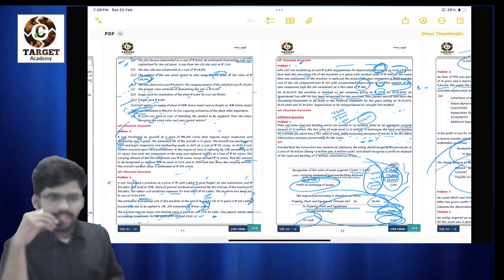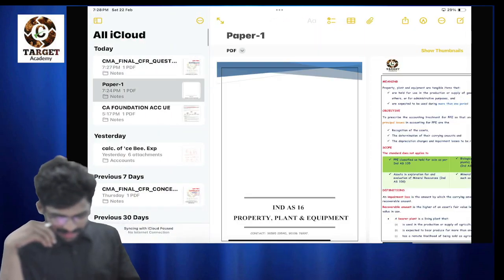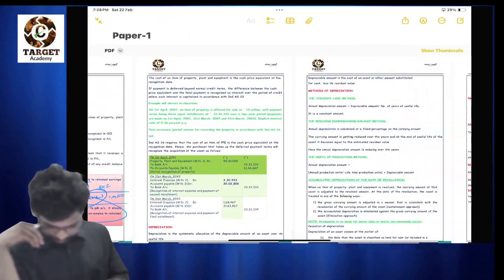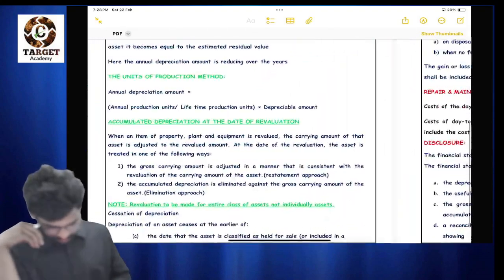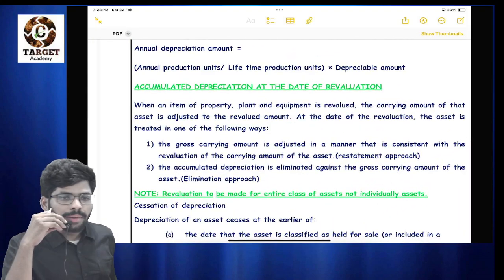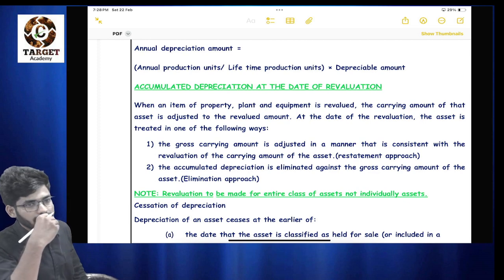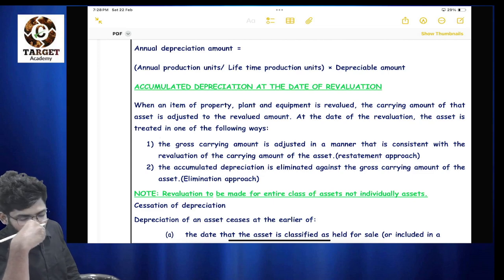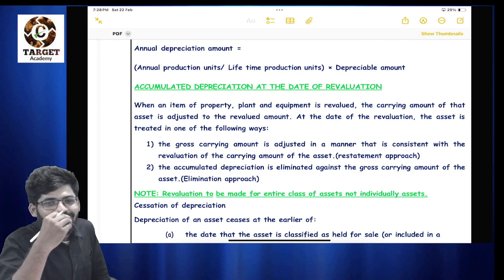I think we are done with all the questions, right? But still something is there. That is nothing but, yeah, this one. What's the concept? Accumulated depreciation at the date of revaluation.